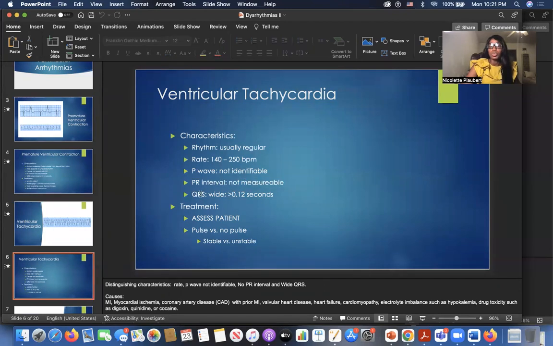We see these wordings here, QRS wide, greater than 0.12. All the previous ones were less than 0.12 seconds, right? So we're looking at whether the person has a pulse or doesn't have a pulse. If they have a pulse, that means they're stable. If they don't have a pulse, that means they're unstable, okay?